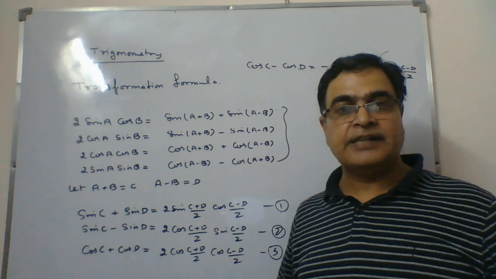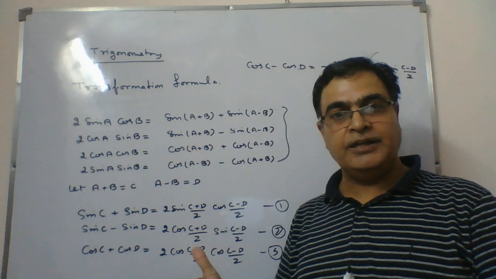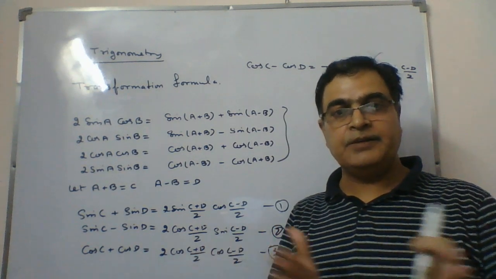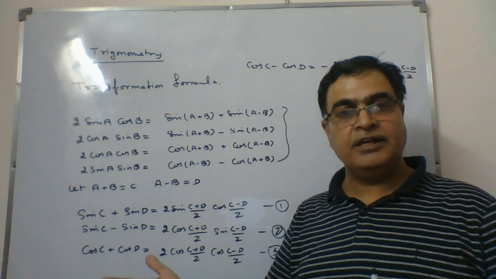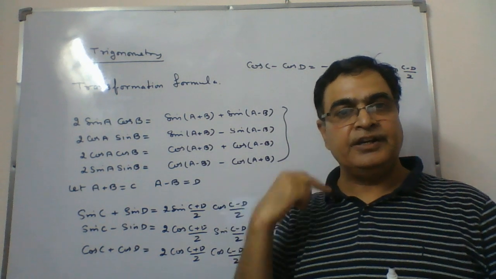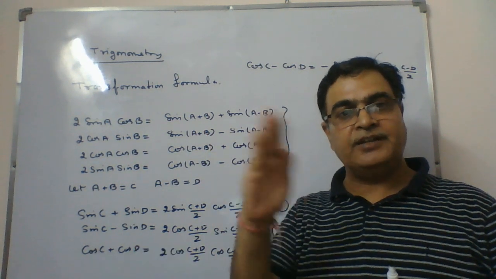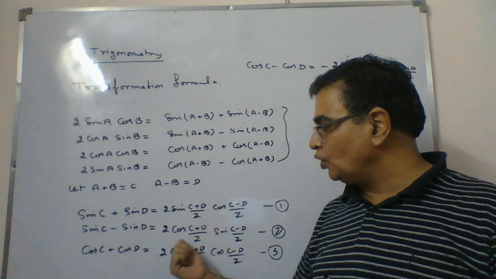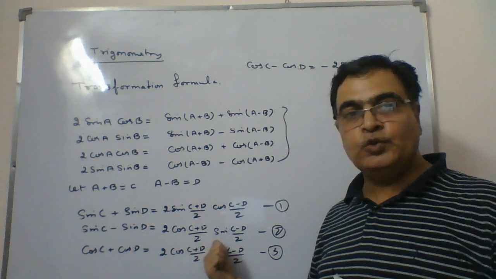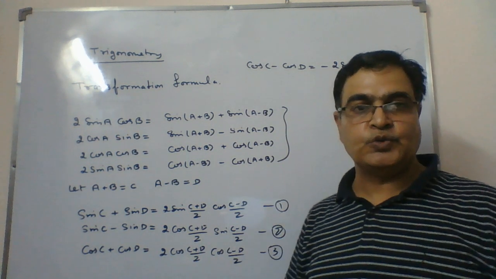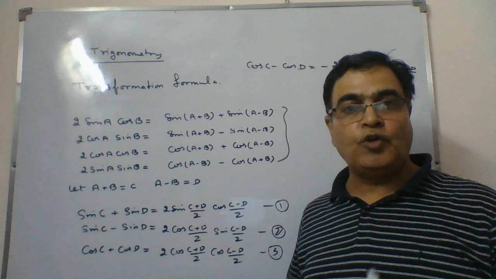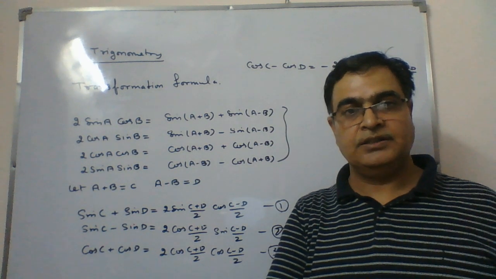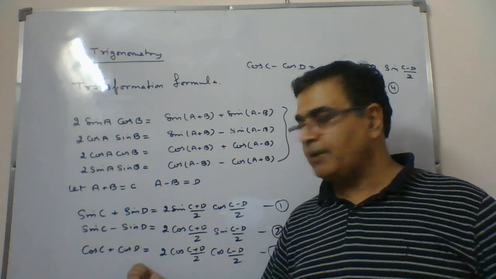Sine C minus sine D, that means sine formula again. But minus is there, so second term. Second term will be cos and then sine. So I'll get 2 cos C plus D by 2 sine C minus D by 2. Same way when you go for cos C plus cos D.